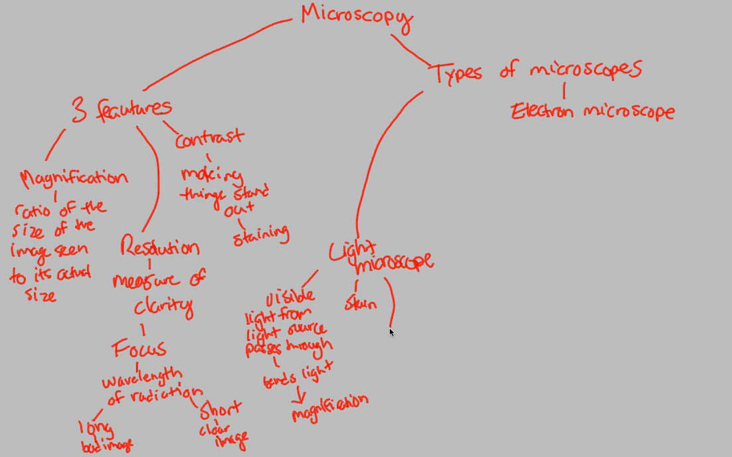The amount of magnification on a light microscope is usually about 1,000 times. So you know that ratio. That ratio now is 1,000 to 1. We will see something 1,000 times larger than it actually is, based on that magnification definition.